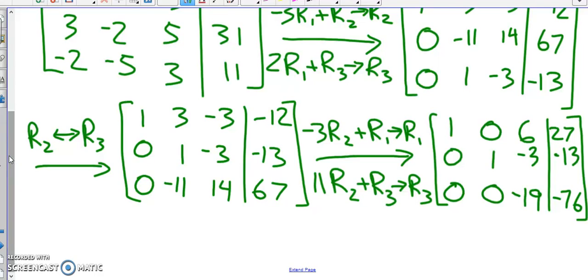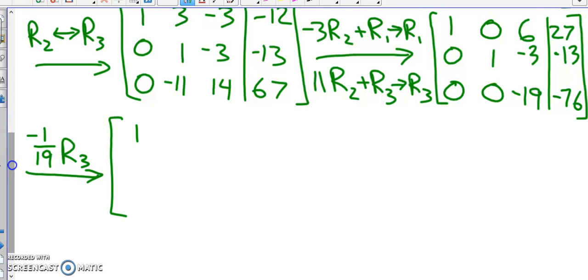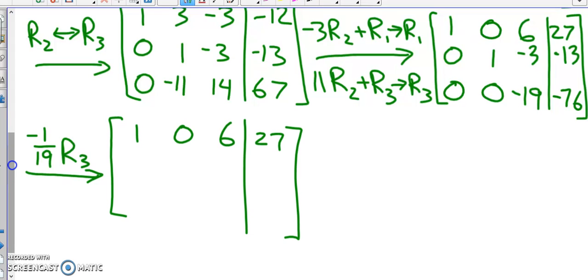All right, now, to change negative 19 into 1, whenever you're trying to change something into a 1, you need to multiply by its reciprocal. So negative 1 over 19 are 3, which is essentially dividing everything by negative 19. So the first row stays the same, the second row stays the same, and then the third row becomes 0, 0, 1, 4.